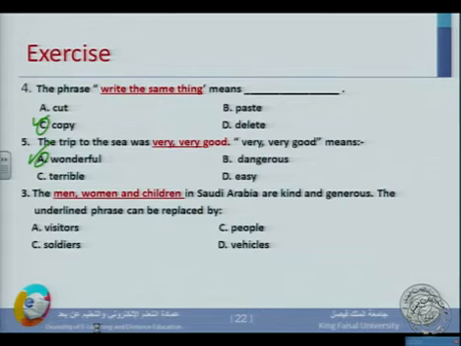The men, women and children in Saudi Arabia are kind and generous. The underlined phrase can be replaced by women and children and men. What do we call them? Inhabitants. Do we call them visitors? Are they visitors? No. Soldiers? No. People or vehicles? Vehicles? No. So it is people. Please do all of these exercises again and over again.